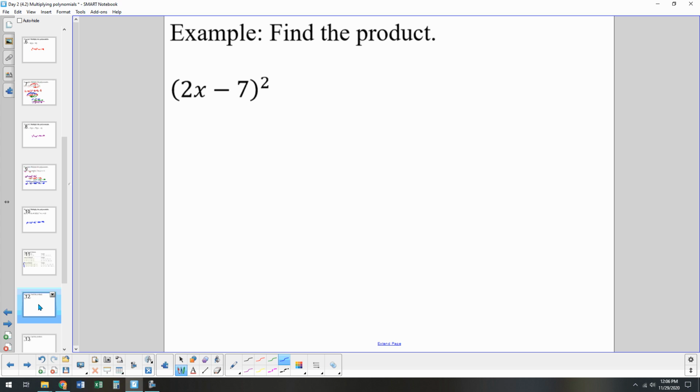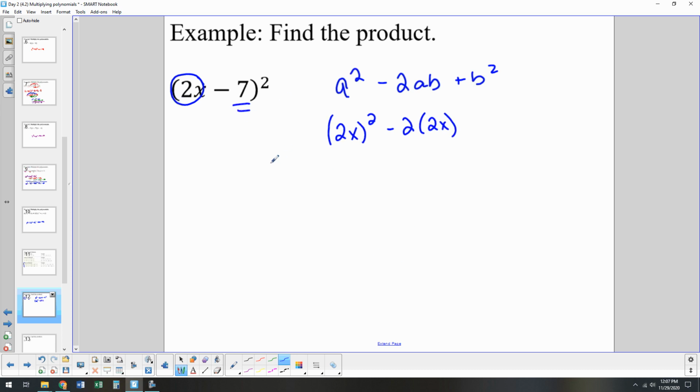So let's look at some examples. Right, this is the binomial squared. So this was a squared minus 2ab plus b squared. That's our pattern. And the first position is 2x. So any place I had a, I'm going to plug in 2x. The second position was 7. So I'm going to plug in 7 to anywhere there was a b. And now I can simplify. So this is 4x squared, right? 2 squared and x squared is 4x squared minus 28x plus 49.